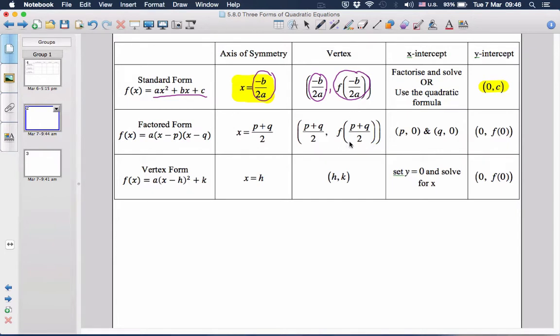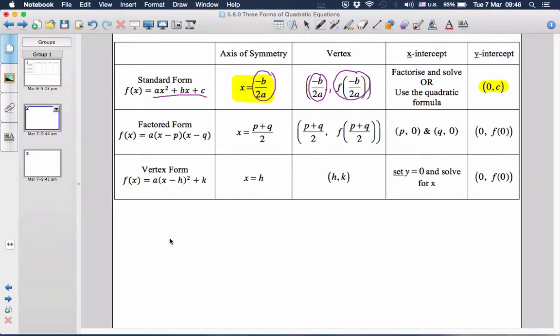Excellent. Then for the x-intercepts, we basically spent the whole last unit, quadratic algebra, working on ways to solve equations set to 0, which is finding the x-intercepts. So if it doesn't factorize, then you can use the quadratic formula. I think that's all about that form.